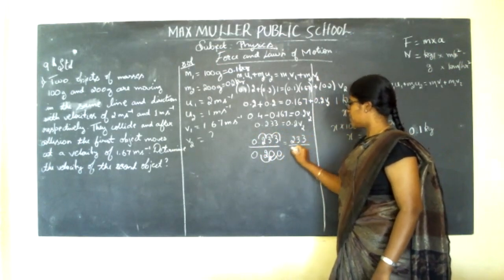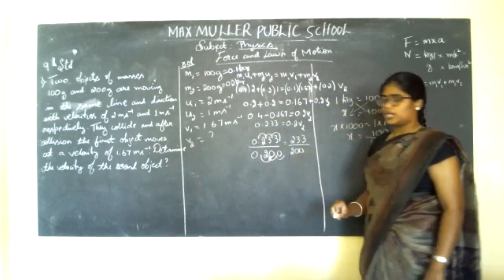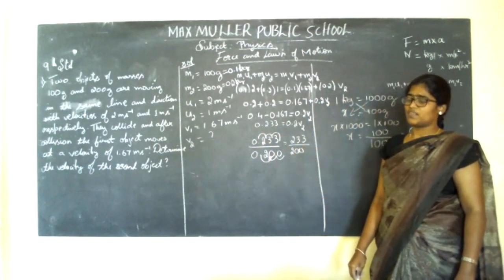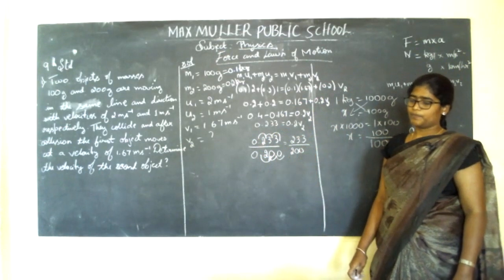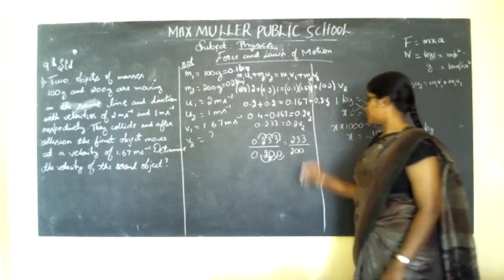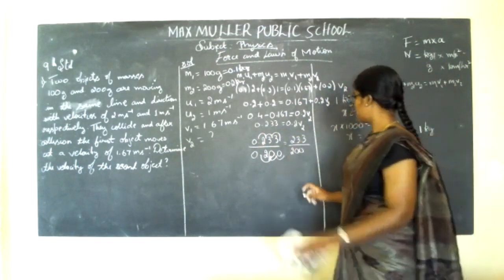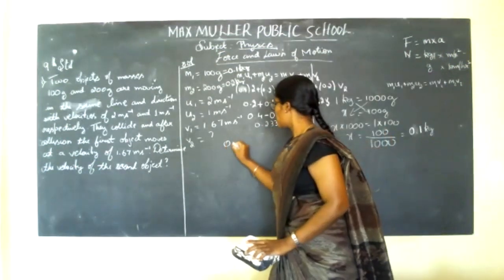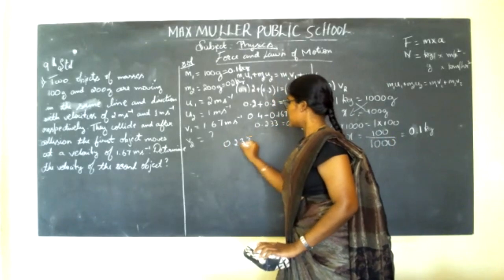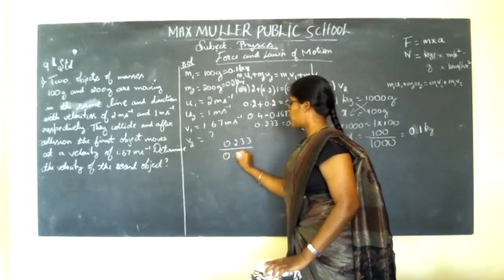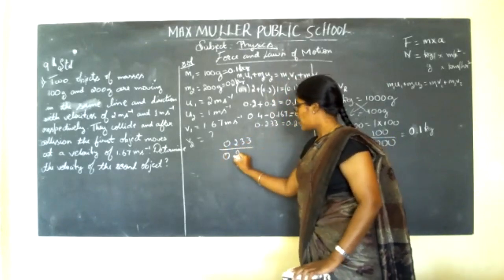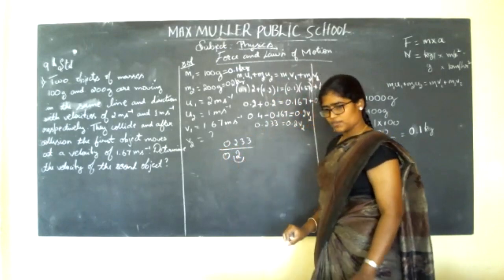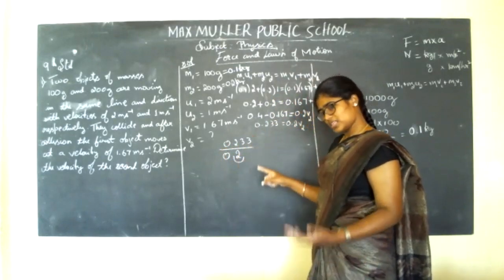233 divided by 200. Did you understand? So it is 233 divided by 200. Yes or no? Yeah. Now let us divide it. Let me make it proper. So it will be 0.233 divided by 0.2. Okay, after 1 decimal point I shifted here because both denominator and numerator have decimals.